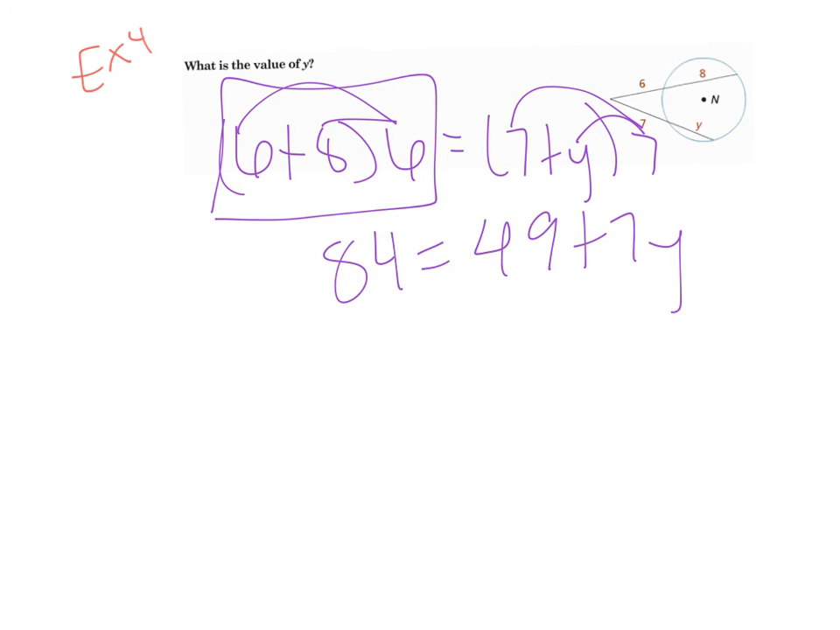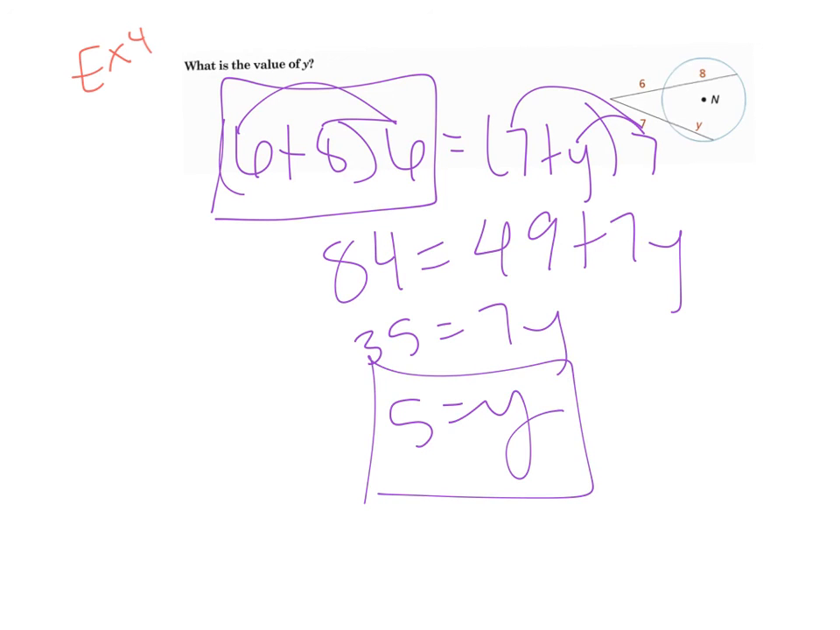Subtract 49 from both sides, and you get 35. Divide by 7, and you get 5.